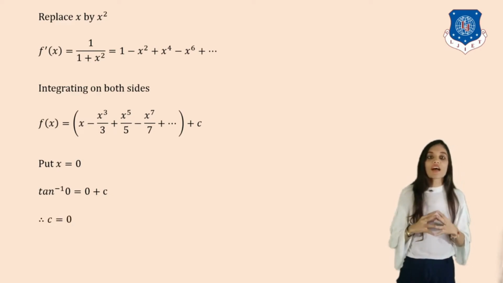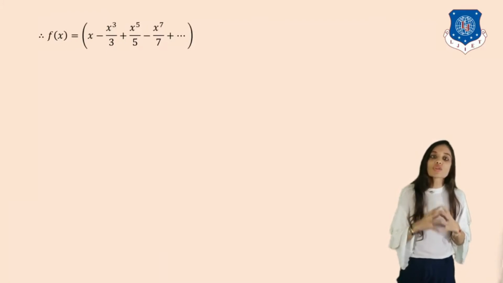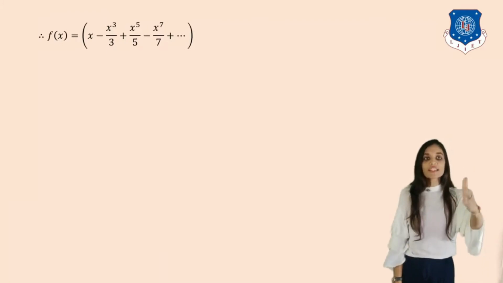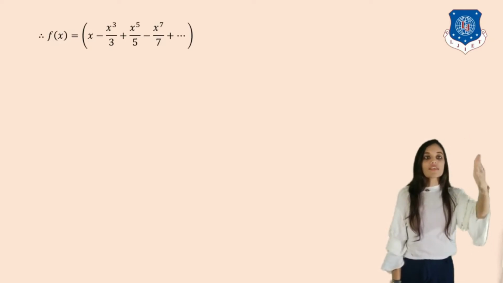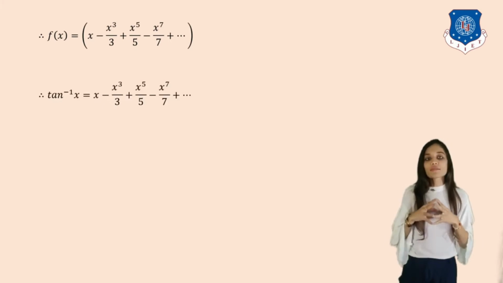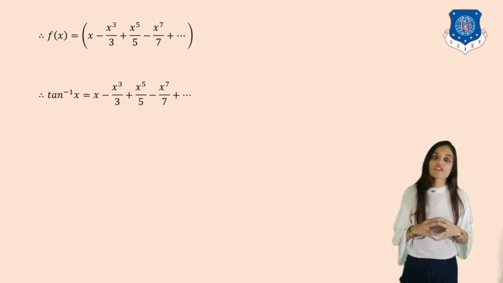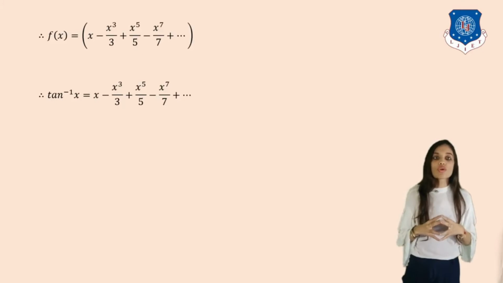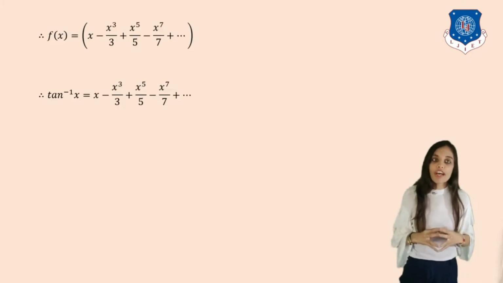So finally our f of x will be equal to x minus x cube by 3 plus x raised to 5 by 5 minus x raised to 7 by 7 and so on. So finally we have found the Maclaurin series expansion of tan inverse x, that is equal to x minus x cube by 3 plus x raised to 5 by 5 minus x raised to 7 by 7 and so on.